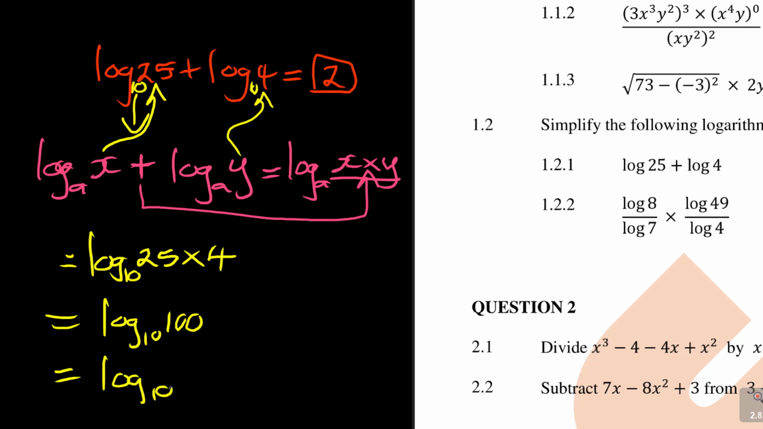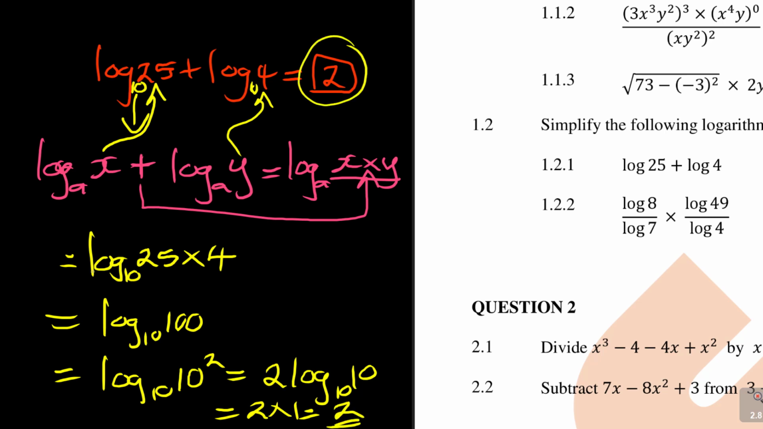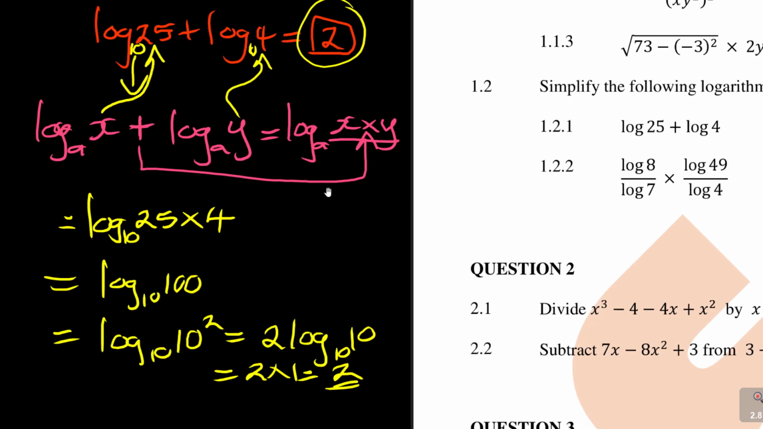Now you continue, which is log 10 to the power 2. After that you drop the 2 in front, and the log 10 turns into a 1. So it's 2 times 1, which is equal to 2. That's why they gave you that 2. Your aim is to make sure that you become safe. I know my answer is that, and if it's coming out from what I got on the calculator, it means definitely I'm correct.